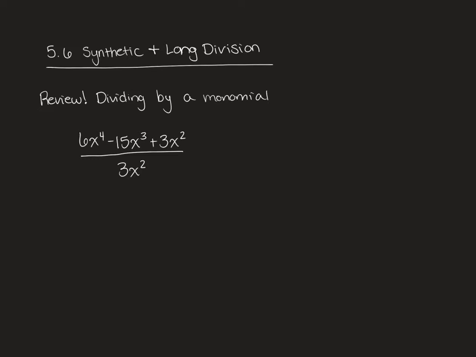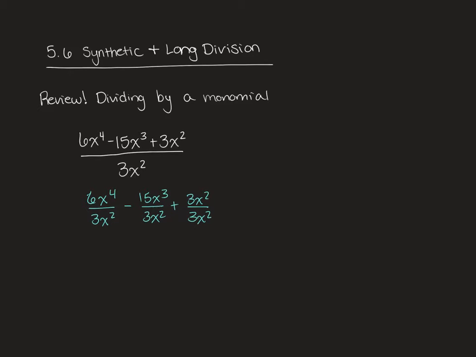So monomial means one term. So we have 6x to the fourth minus 15x cubed plus 3x squared divided by 3x squared. Whenever you're dividing by a monomial, you can essentially divide each term here by that monomial. Okay, and then you just do your division.